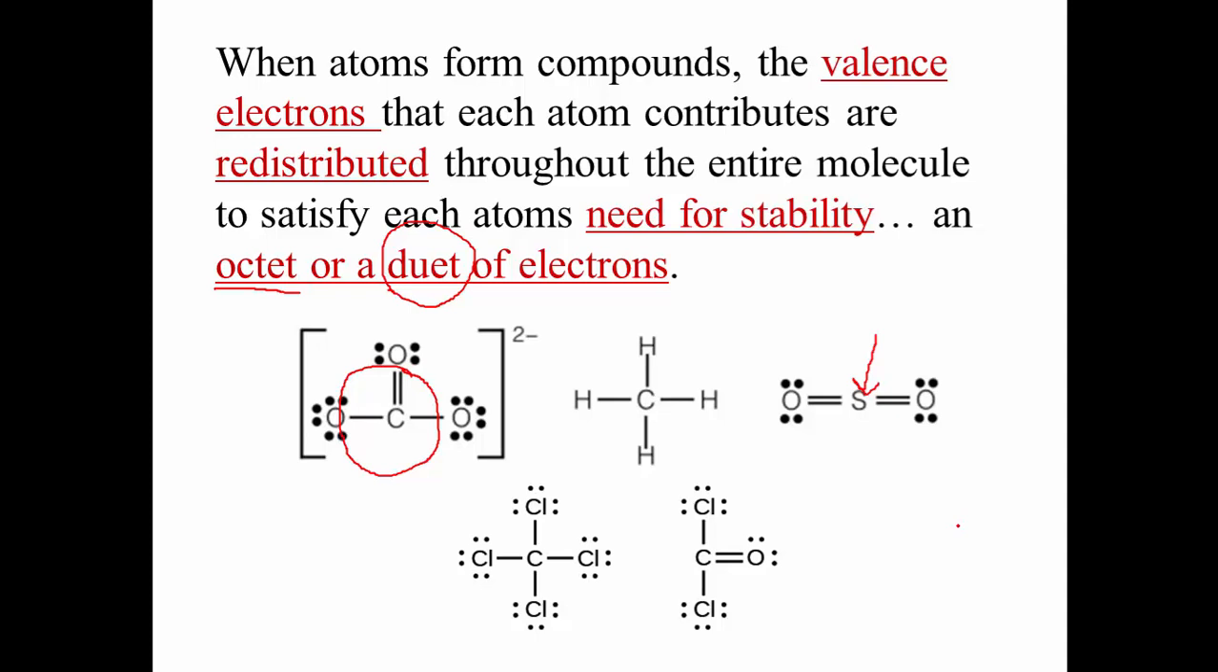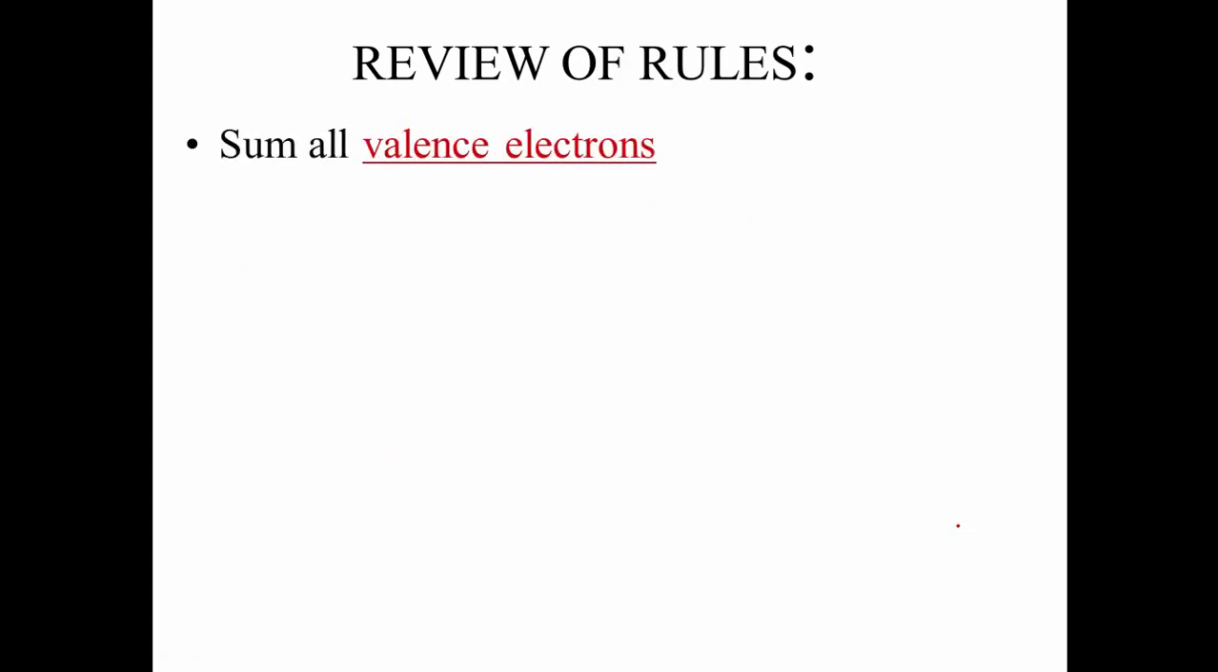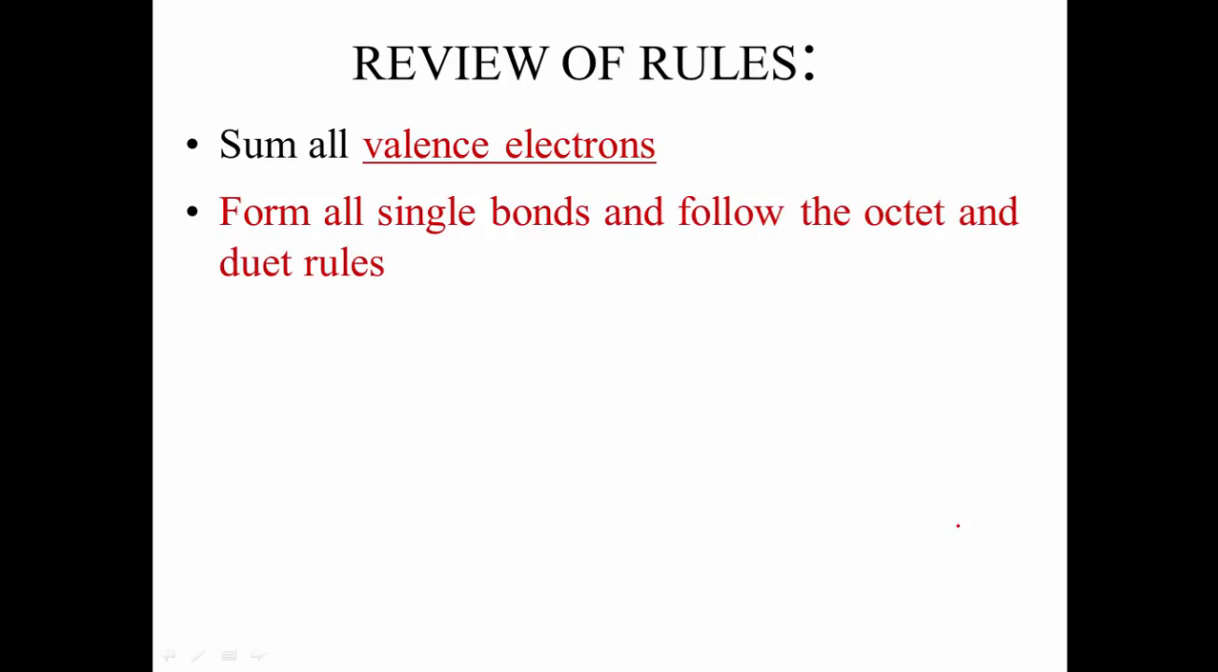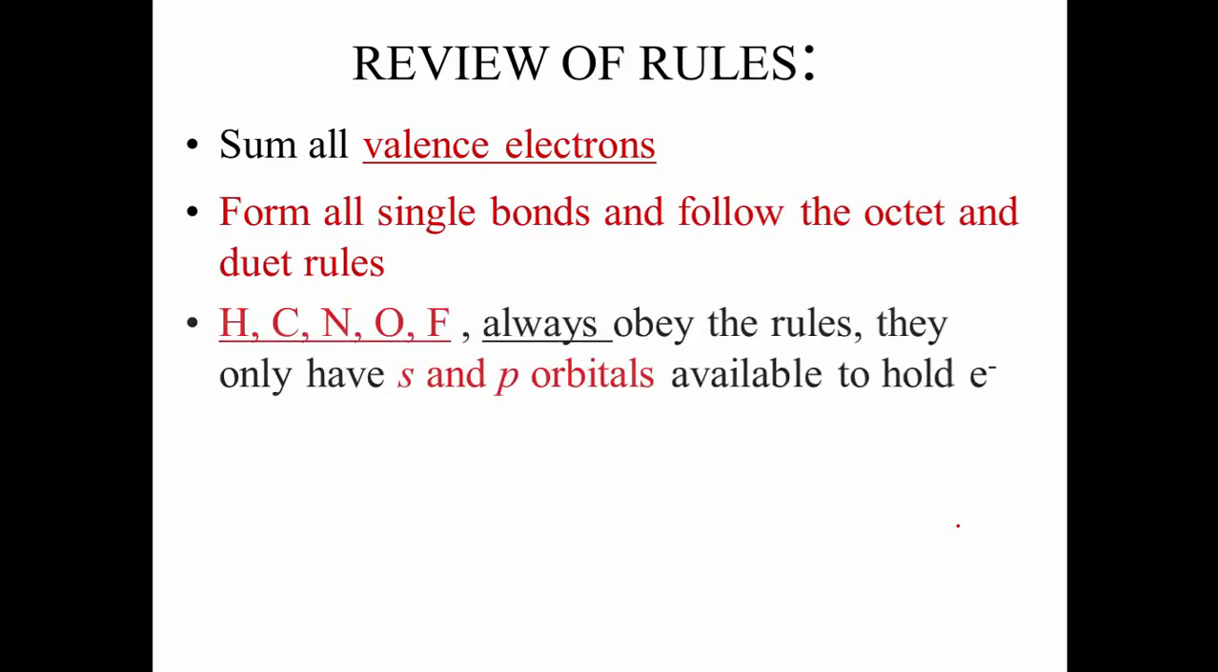So if that is not something you've mastered, it's going to hurt you a little bit as you move along into building your structures, but you'll eventually get it straight because you'll have to keep practicing it. So your rules: sum up all your valence electrons. They are now going to be distributed among that entire molecule. They don't stay with the atoms they came with. They're distributed to all of the atoms to make everyone happy in that molecule. Form single bonds and follow the octet and duet rules. For hydrogen, you have only an s orbital, so you can only put 2 electrons, 1 bond. And for carbon, nitrogen, oxygen, and fluorine, in that second period, you have only s and p orbitals, so you cannot have any extra electrons. So these always obey their rules, the octet rule and the duet rule.